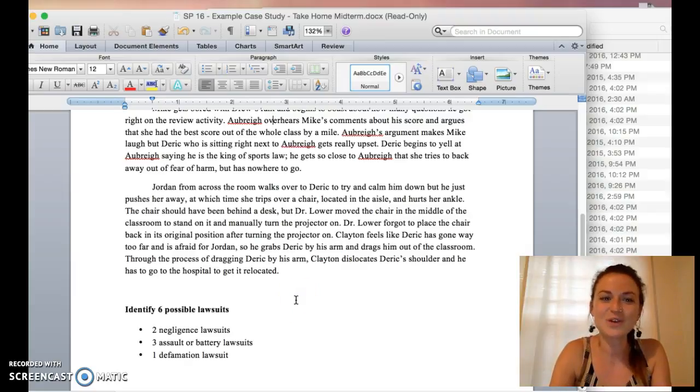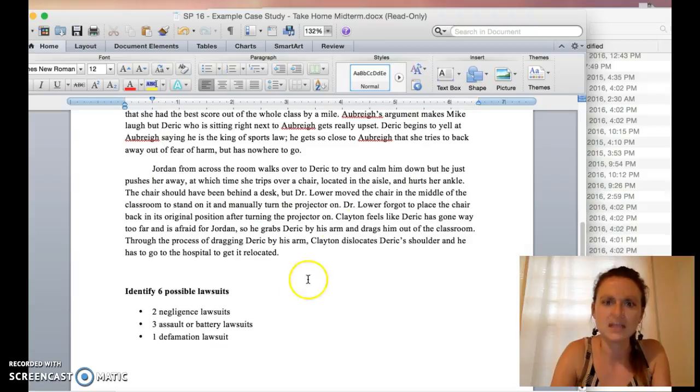Moving on. So if we were going to walk through the case, really quickly, I want to walk through each of the elements. So let's focus on Clayton and Derek, this battery situation. So first thing, who's the plaintiff? That would be Derek, who is the victim. Who is the defendant? That would be Clayton, who contacted the victim, Derek. Now, what would the legal complaint be? It would be battery. This would be a civil lawsuit because Derek is the one filing the lawsuit.